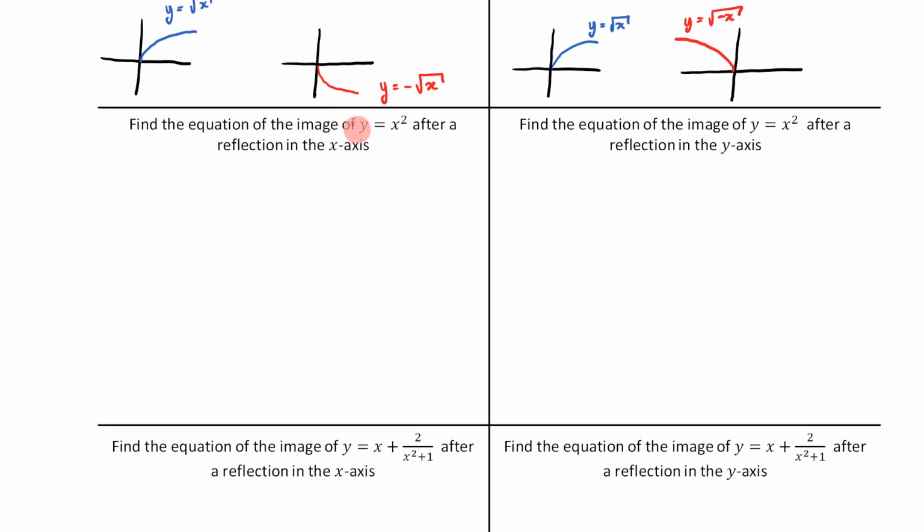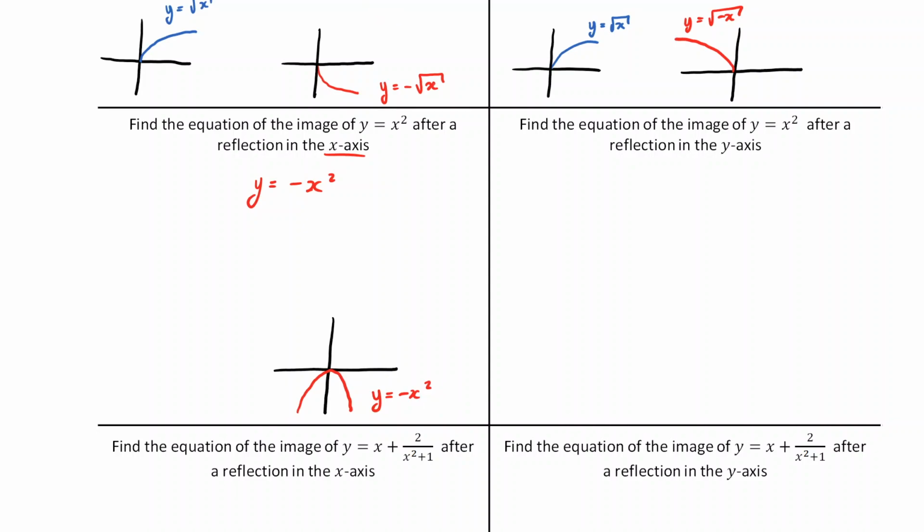Find the equation of the image of y equals x squared after a reflection in the x-axis. So because you're reflecting in the x-axis, that just means you put a negative in front of the entire thing. So it's just going to be negative x squared. And we should know what this looks like. This is simply going to look like this. It's reflected down there. That's y is equal to negative x squared. So nothing too crazy there.